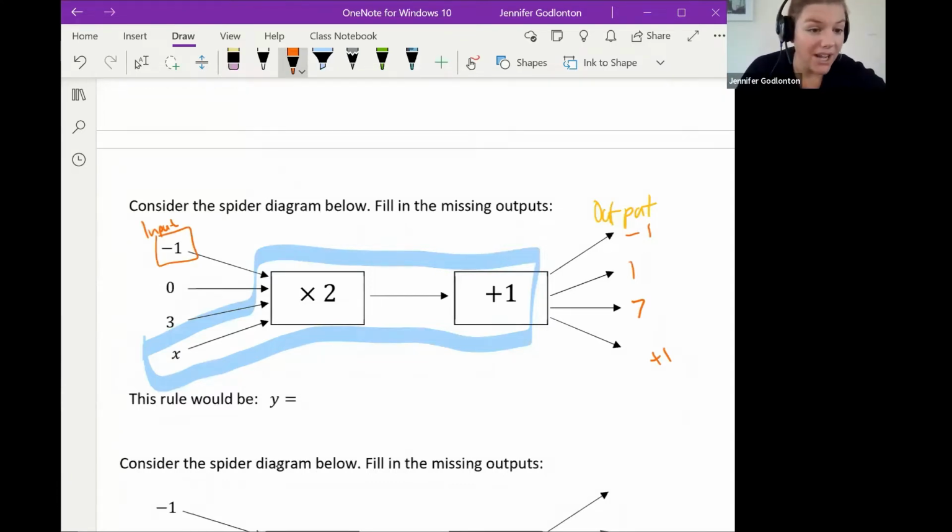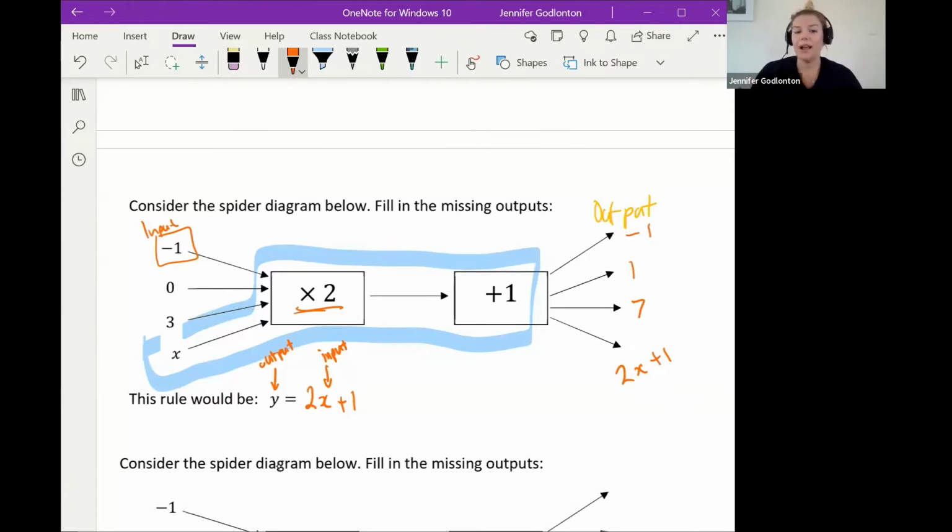In the chat here, I see some people have written, that's beautiful. We're taking x, which is our input. We are multiplying it by 2. When we have x multiplied by 2, that gives us 2x. And then we are adding 1. So if I wanted to write a rule for the spider diagram, I would say y is equal to 2x plus 1. Then I can put whatever x value I want in there and I would get an output. In this case, y is my output and x is my input.